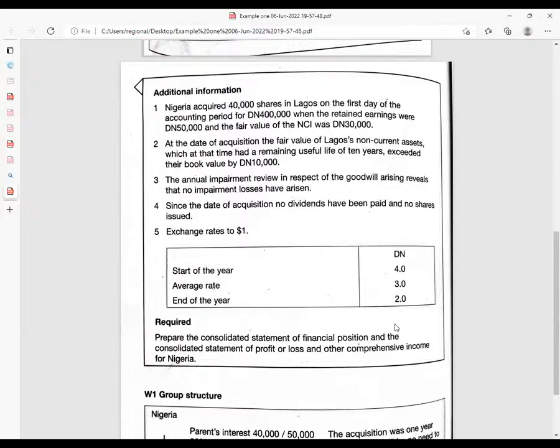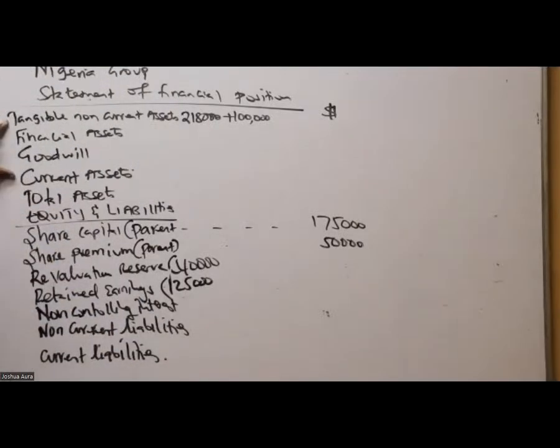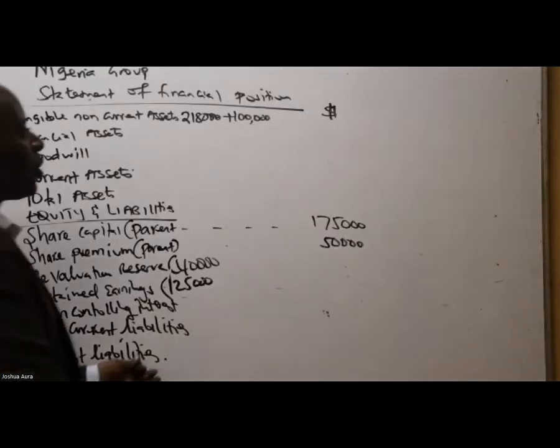Which rate should I use? Someone talk to me. Two. Thank you very much. Closing rate. Always for the balance sheet, assets and liabilities, you shall use what we call the closing rate to translate. So the question is these two.